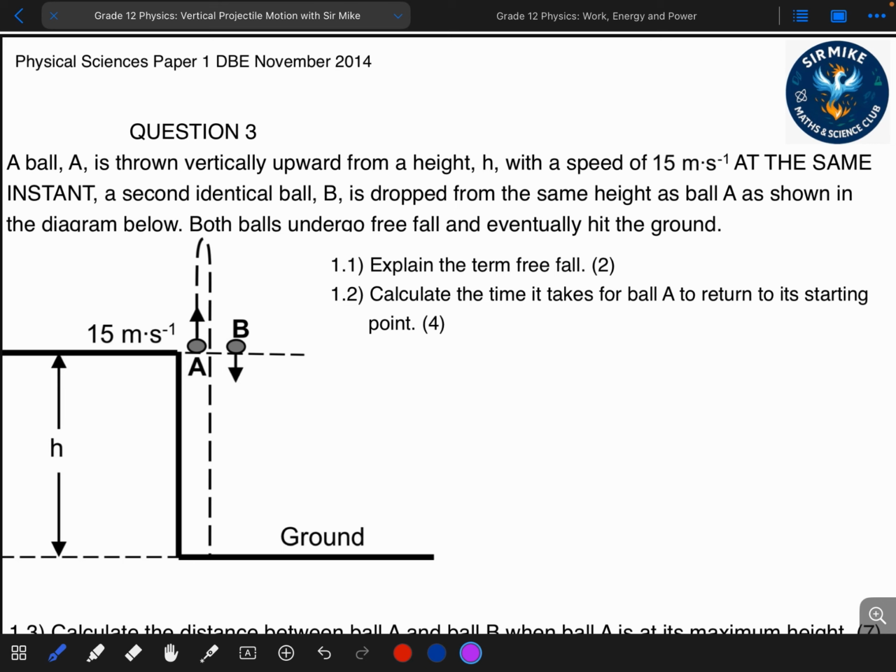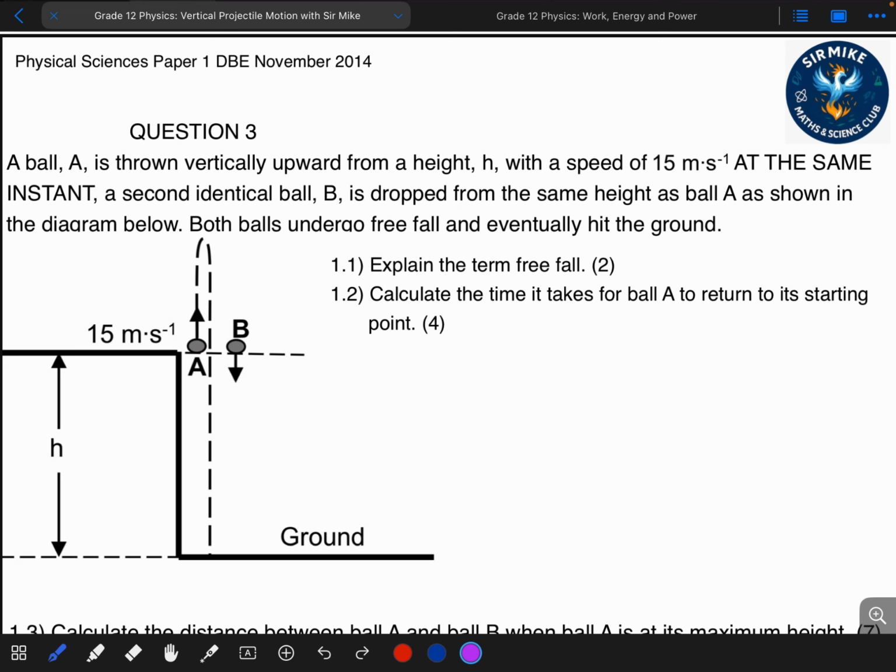For 1.2, they said calculate the time it takes for ball A to return to its starting point. So in this case, of course, we have ball A there. What happened is that they projected this ball upwards. It reached its maximum point at that point there, and it returned right there before, of course, going in the other direction. Right, so in this case, they're asking.